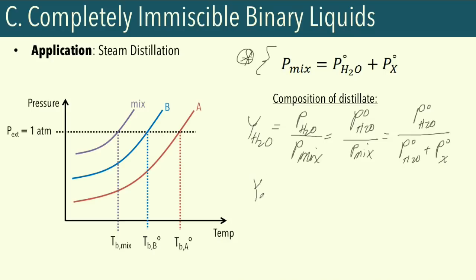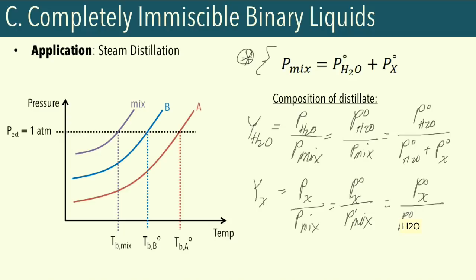Same thing goes for the mole fraction of X in the mixture. This is just going to be the vapor pressure of component X in the mixture, which is equal to the pure vapor pressure, P naught X, the pure vapor pressure of component X over the sum of the pure vapor pressures. So we could use these equations to solve for our next problem here.